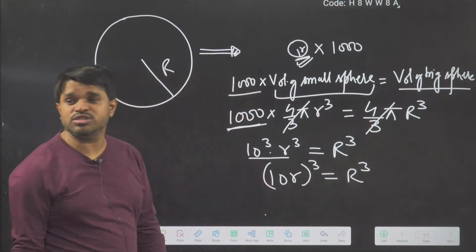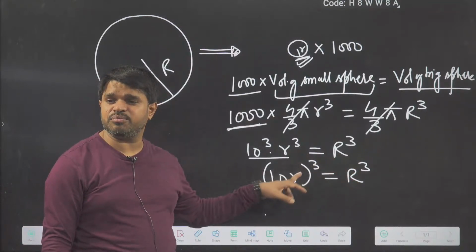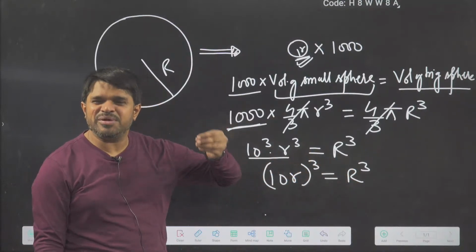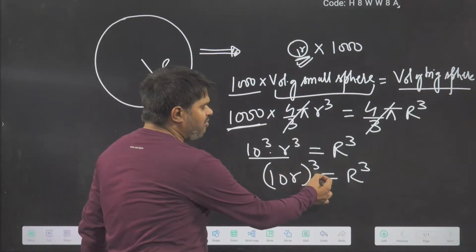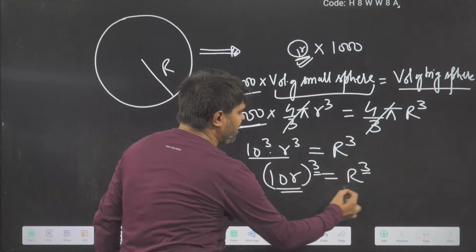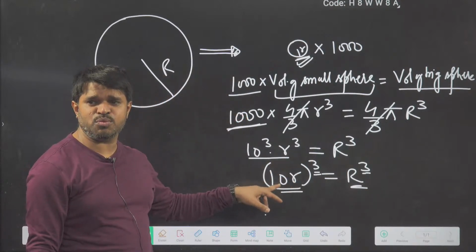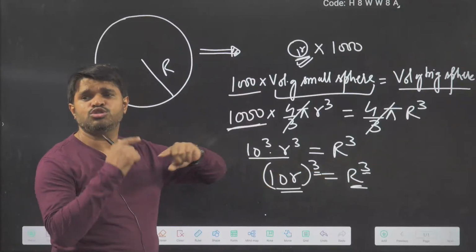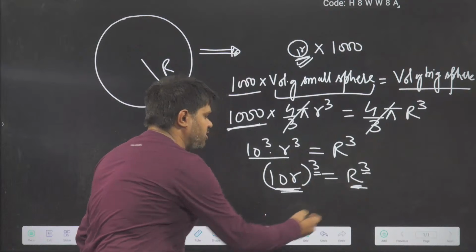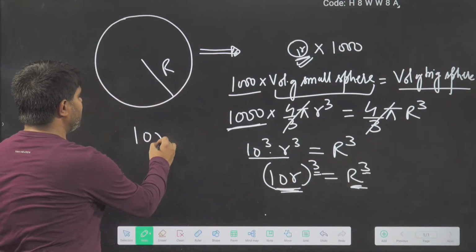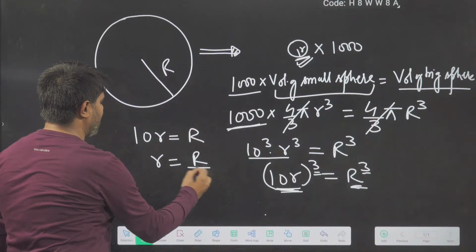Now see, here you can see the powers are the same. When powers are the same, people say that we can cancel the power. Basically either you cancel the power, or when powers are the same, you can compare the bases also. So (10 small r) cube equals capital R cube. Either you take the cube root on both sides or simply compare the bases. If I compare the bases, 10 small r must be equal to capital R. Small r equals capital R by 10.